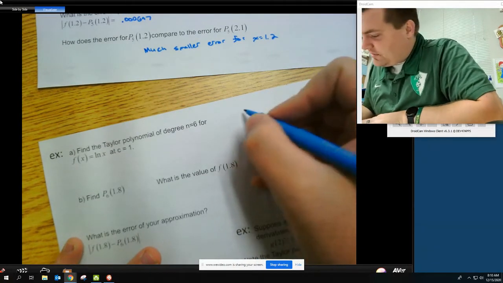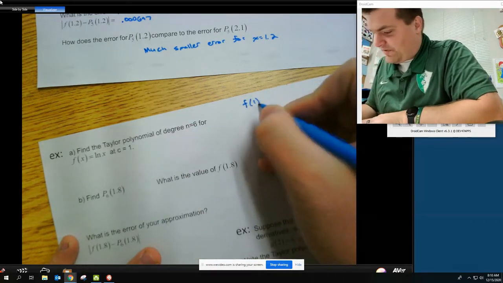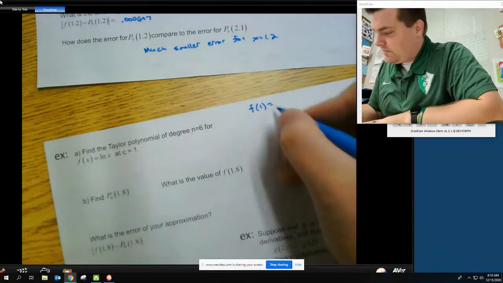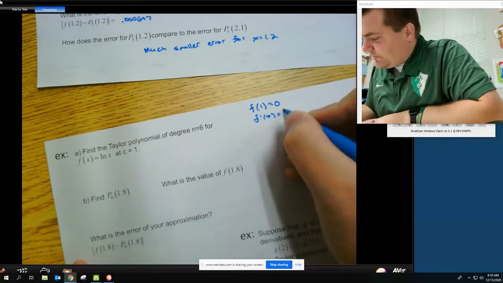f of 1. So I want to go out to 6, so I need to do f of 1. If I plug in a 1, that would give me 0. F prime of x is 1 over x.